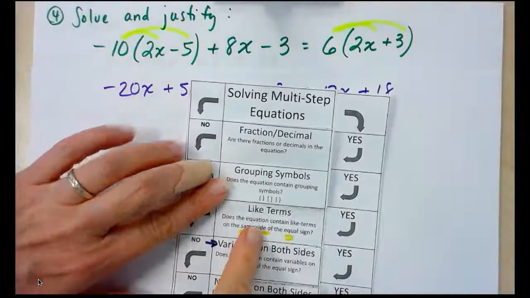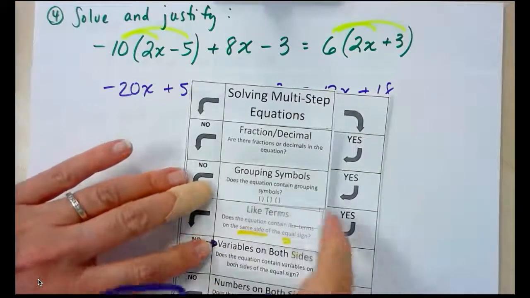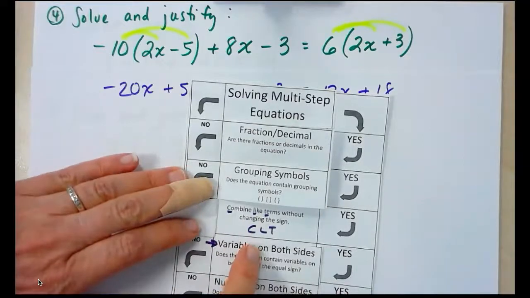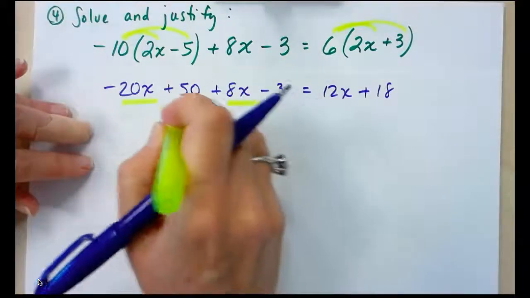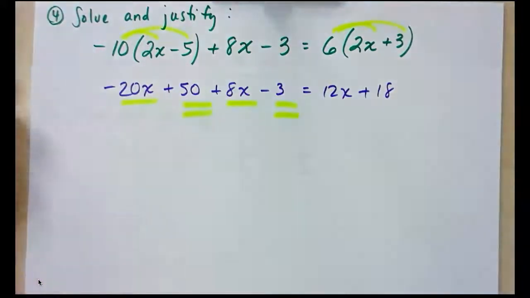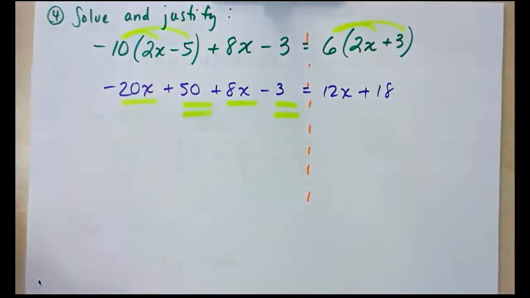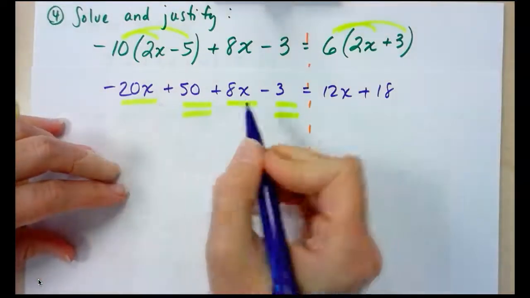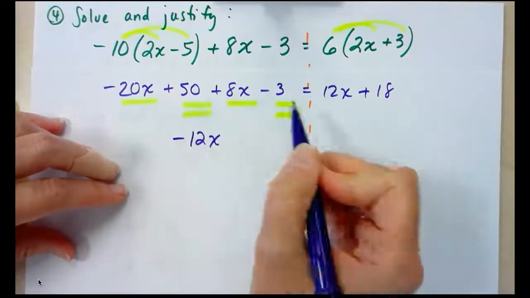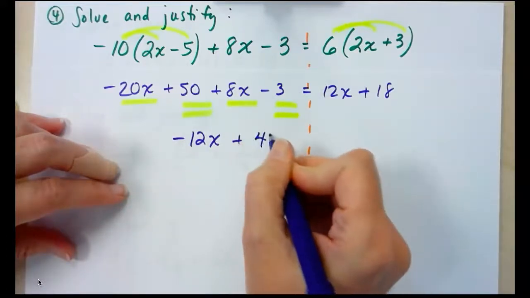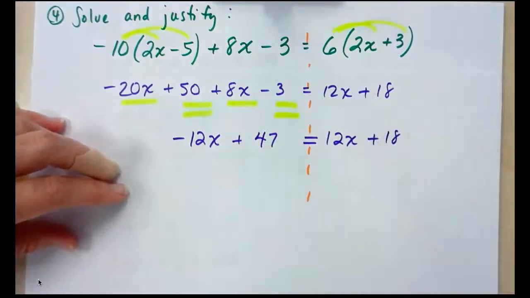So next, do we have like terms on the same side of the equal sign? Yes, we need to combine like terms, CLT. So here are our like terms, here and here. Remember, let's keep our equal signs lined up as we work down the page. Negative 20 plus 8 is negative 12x. Positive 50 minus 3 plus 47 equals 12x plus 18.